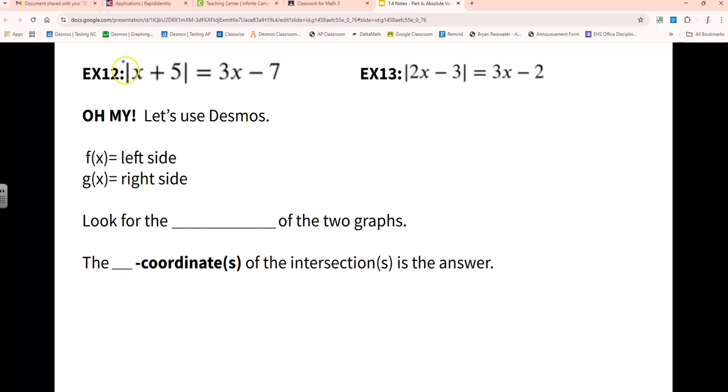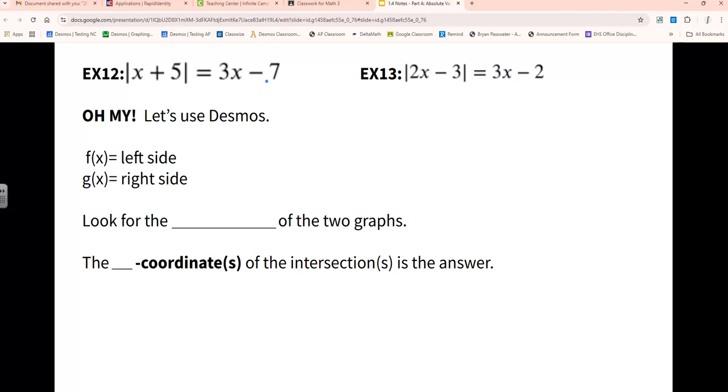If you get absolute value of x plus 5 equals 3x minus 7, what's different about this question than the ones I've given you before? You got an x on both sides, right? The questions we were doing before just had a number right there. So we could make a positive number and a negative number.